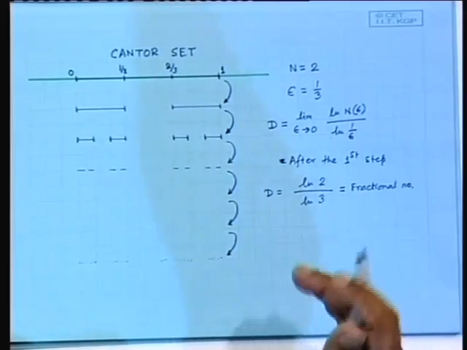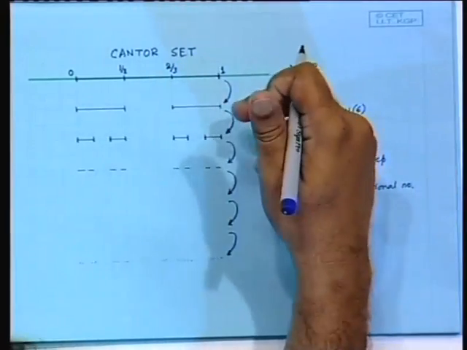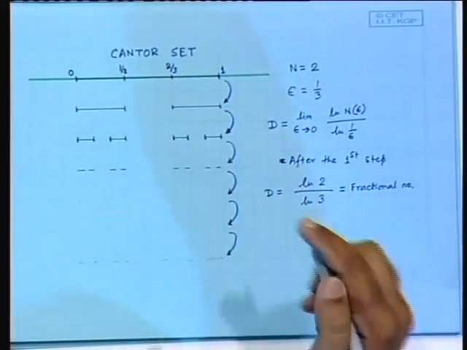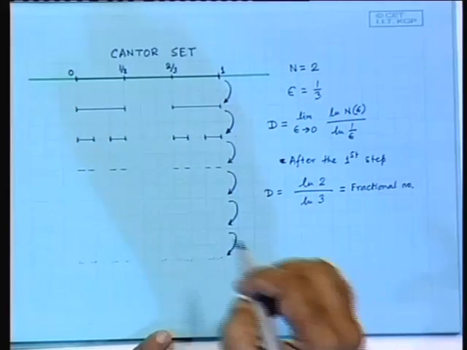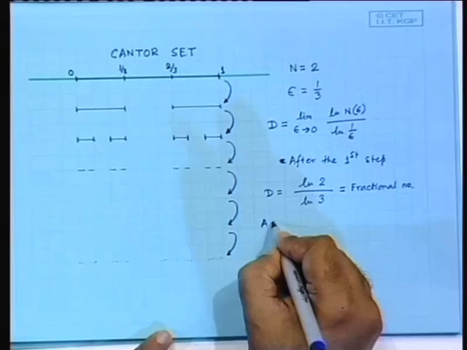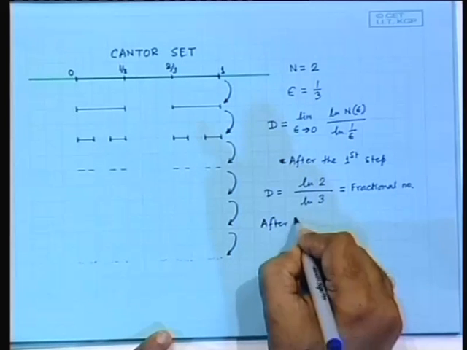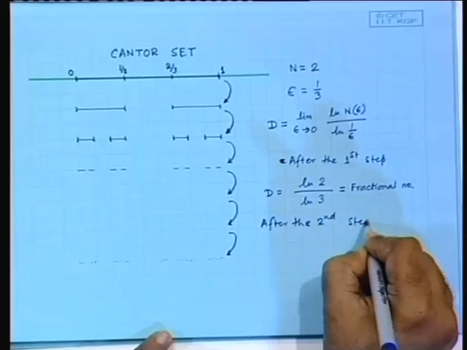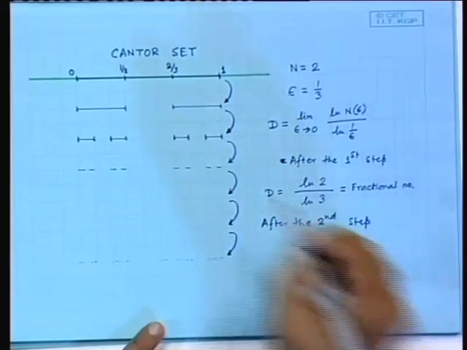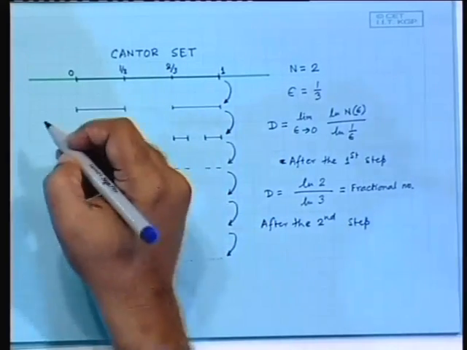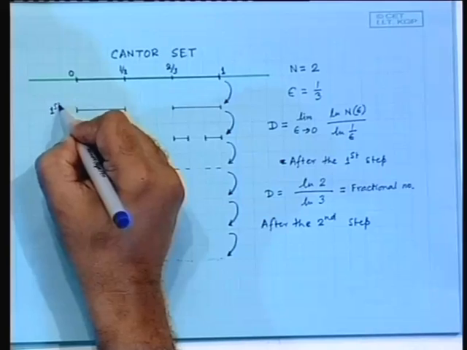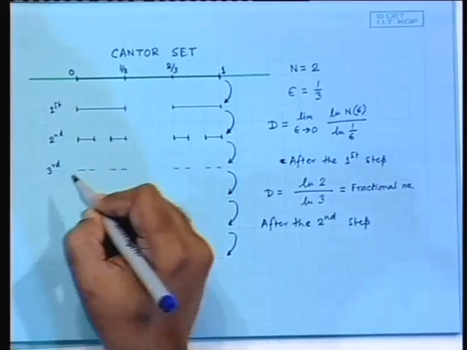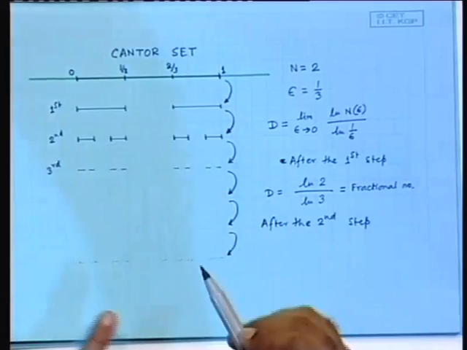Now, you might say that this is not the final step, and you obviously go on doing the procedure over and over again. So, let us go to the second step. At this second step, after the second step, we are here. So, this is the first step, this is the second step, this is the third step, and so on and so forth. So, we are here now.